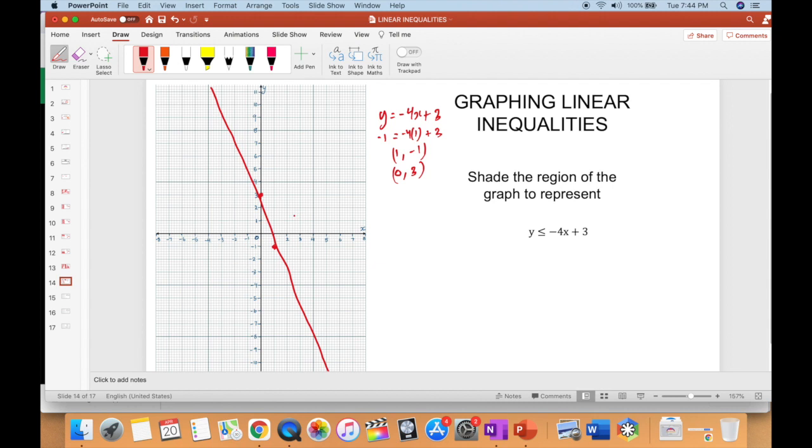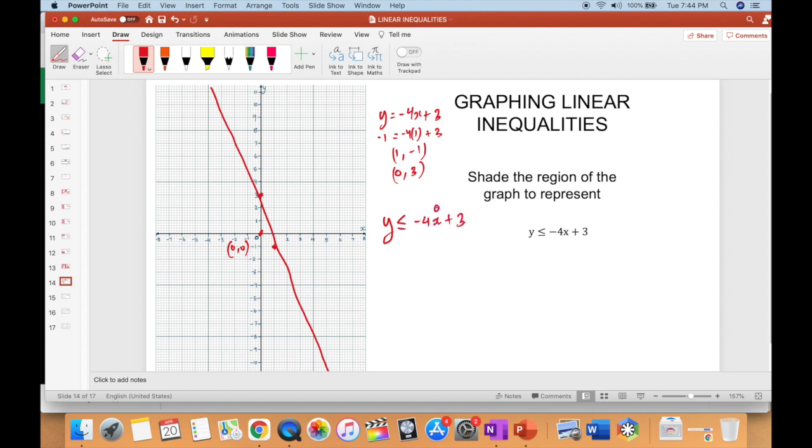So let me take the origin 0, 0, to be in this region on this side here. 0, 0 is the point that I'll take. So to test if that is true, y is less than or equal to negative 4x plus 3.